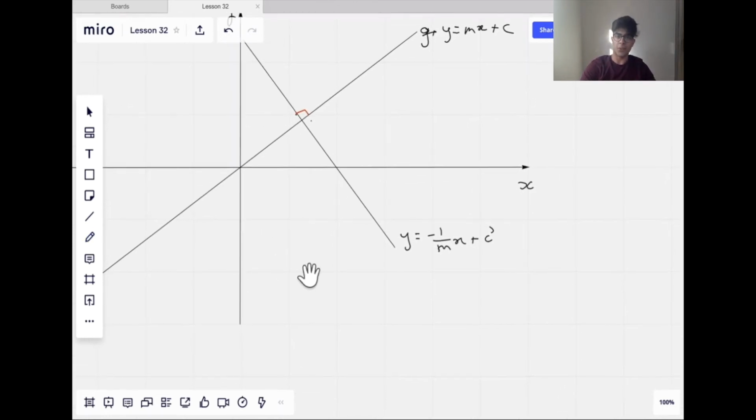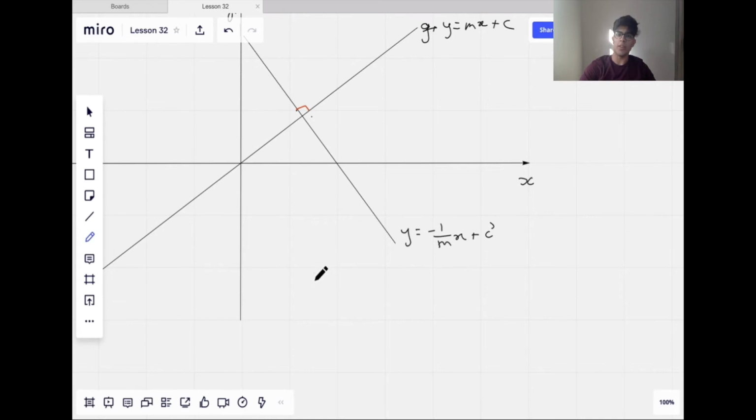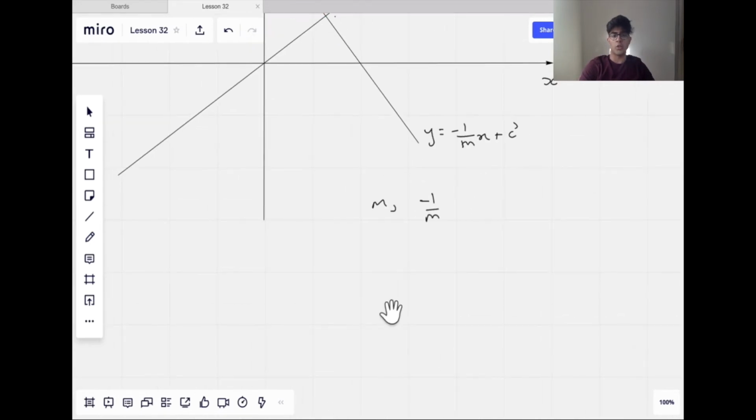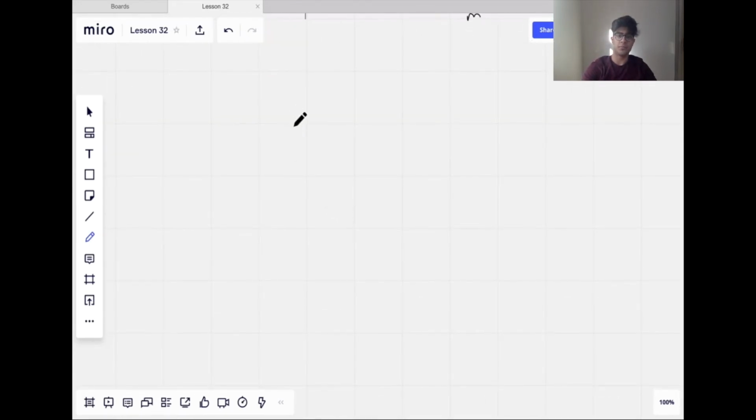But the result that you do come out with is that for perpendicular lines, if the gradient of one line is m, the gradient of the other line is its negative reciprocal, which is minus 1 over m. So say you've got the line y equals 7x plus 12. If I was to ask you to find a line that is perpendicular to this, you might say one line that is perpendicular to this is y equals minus 1 over 7x plus, say, 15.